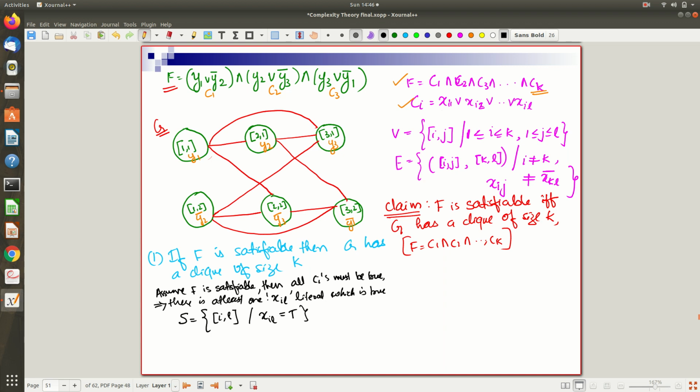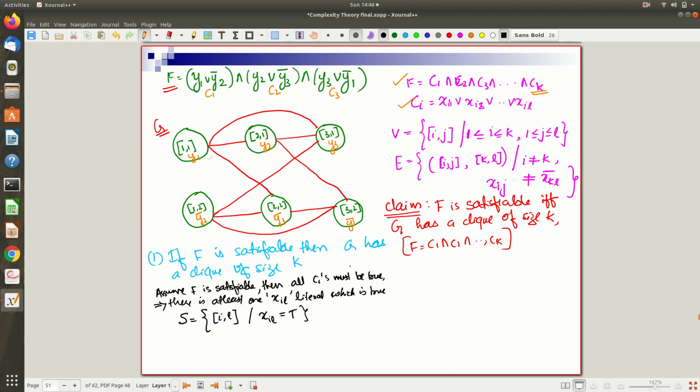But we are going in the reverse direction, because from the assumption that the formula is satisfiable, we know that every clause should be true for making that conjunction true, right? And within a clause there should be at least one true literal, then only that OR is going to give you a true. So I am collecting all such true cases, picking only one vertex, which is true.